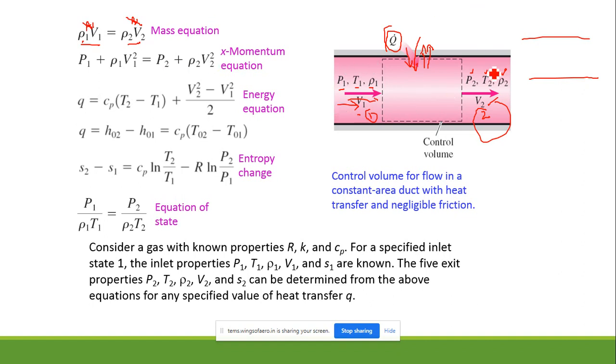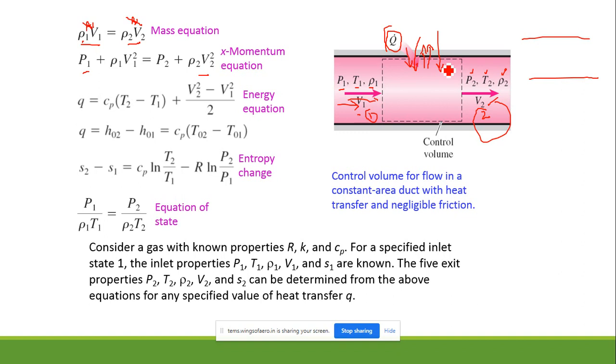Okay, and also we know that in this constant area duct there will be some mass flow, and it will be at some velocity, so automatically the momentum equation will be considered. For the momentum equation we know the equation is P1 plus rho1 V1 square equal to P2 plus rho2 V2 square.